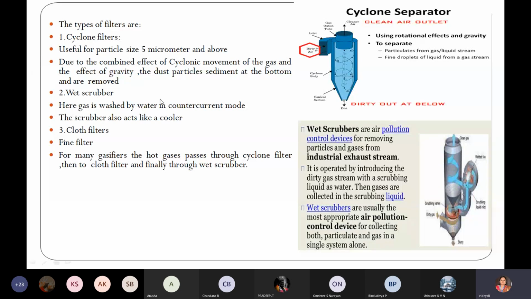Next is the wet scrubber. Here the gas is washed by water in counter current mode and the scrubber acts like a cooler. These are the types of filter. In the next class we shall discuss the use of the biomass gasifier and also the gasifier biomass feed characteristics. We shall read about the characteristics in the next class.